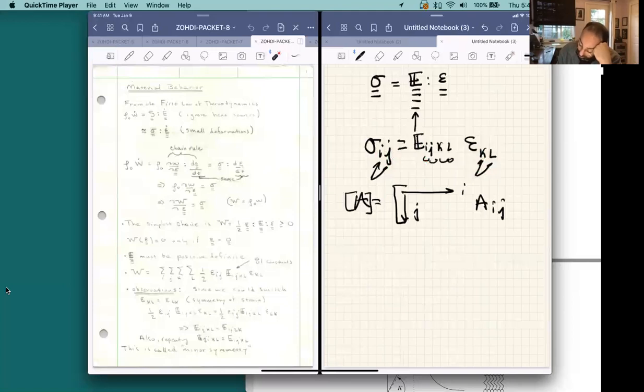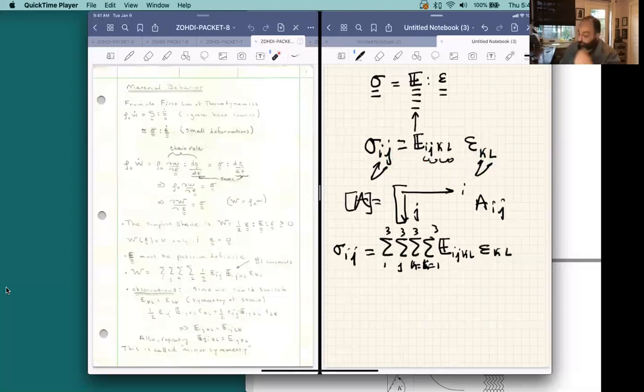Written out more formally, sigma ij is equal to the summation over K equals 1 to 3, L equals 1 to 3, with J equals 1 to 3 and I equals 1 to 3. All of these material constants, E ijkl, are going to be multiplied times epsilon KL.